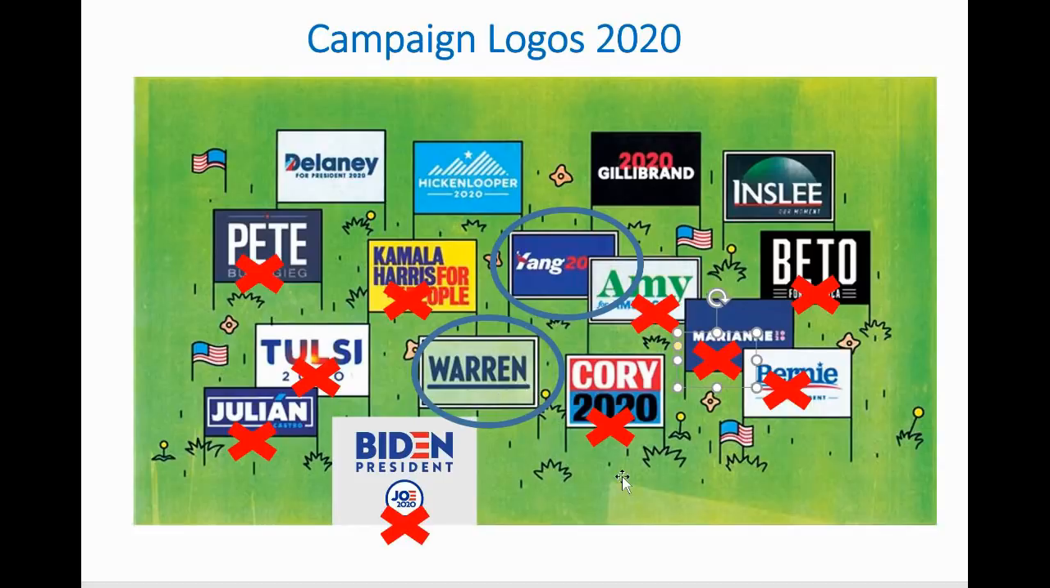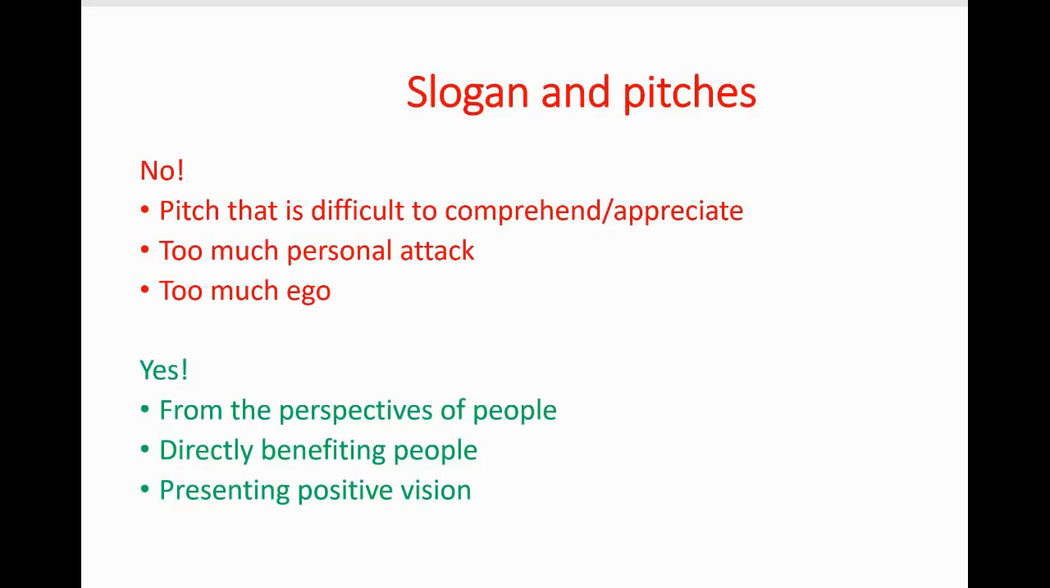Now let's take a look at another aspect of the campaign, which is the slogans and pitches. Here are the principles. If the pitch is too difficult for people to comprehend and appreciate, that's a no. If the slogan or pitch cannot touch me in 2 seconds, that's a no. And if there's too much personal attack, like Trump is bad, we have to defeat Trump, we can't have another 4 years of Trump, that's a no-no. That's too partisan and too much personal attack.